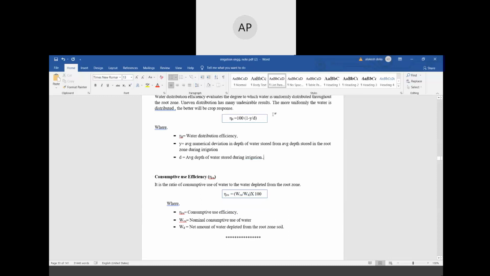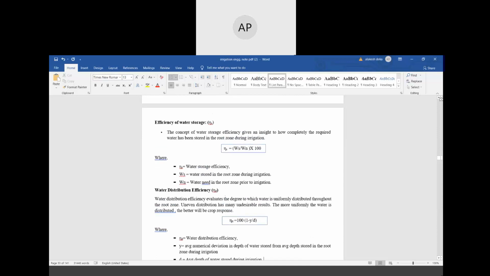It is given by the ratio of consumptive use of water to the water depleted from the root zone, and it is given by eta cu. Eta cu is the consumptive use efficiency, WC is the nominal consumptive use of water, and WD is the net amount of water depleted from the root zone.